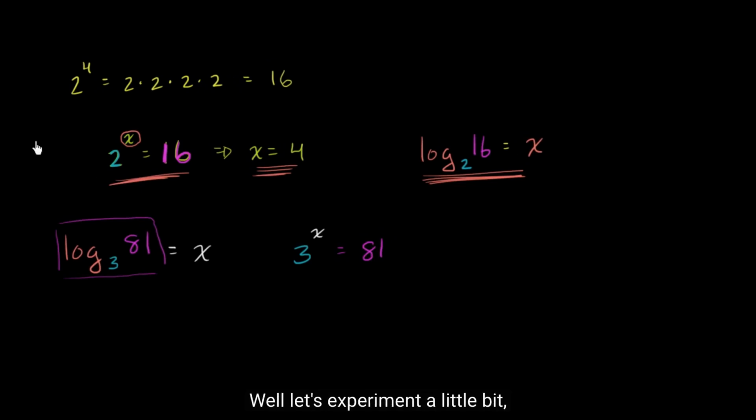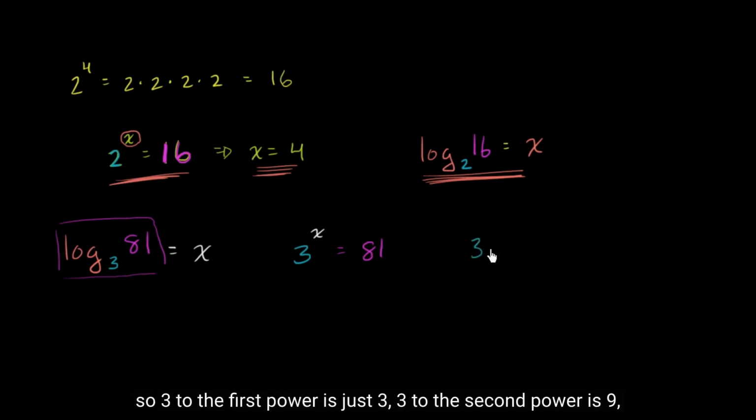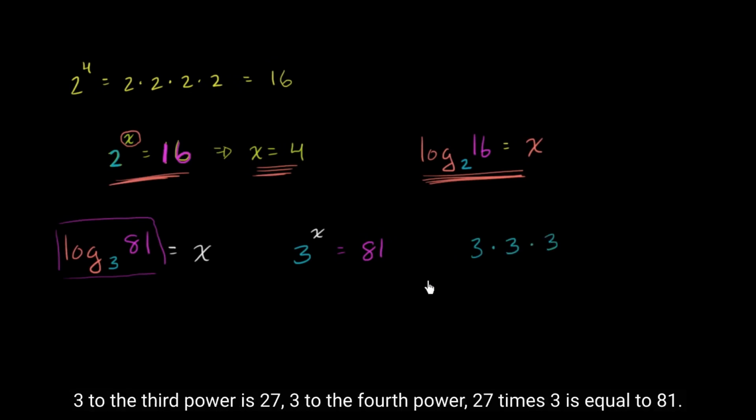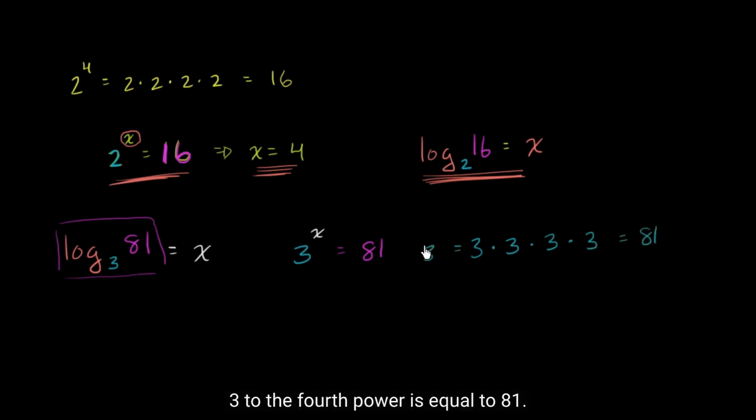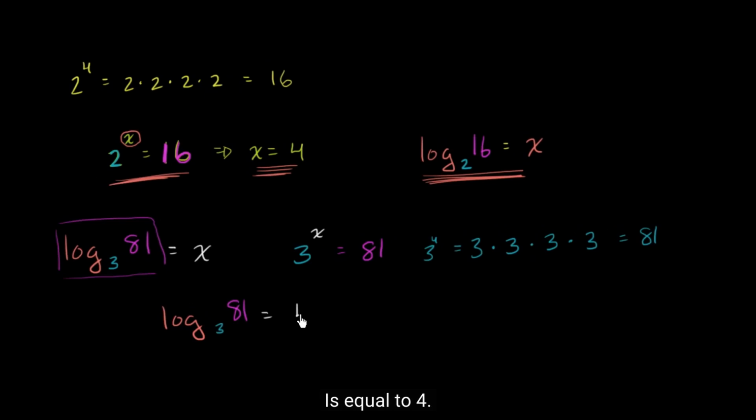Well, let's experiment a little bit. So 3 to the first power is just 3. 3 to the second power is 9. 3 to the third power is 27. 3 to the fourth power, 27 times 3 is equal to 81. 3 to the fourth power is equal to 81. X is equal to 4. So we could say log base 3 of 81 is equal to 4.